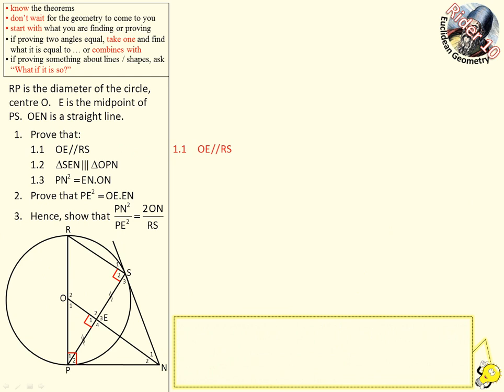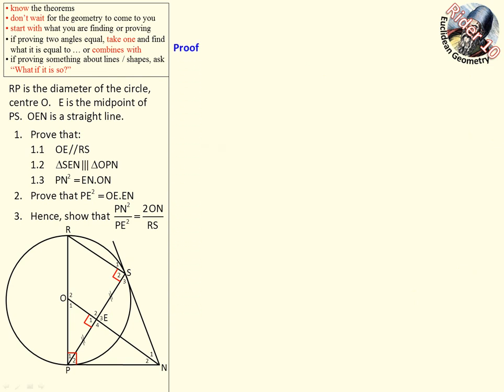So let's look at the first one. Prove OE parallel to RS. Now there we are straight away. If proving something about lines or shapes, ask what if it is so? So what if OE is parallel to RS? Well, S2 would equal E1, corresponding angles, parallel lines. And they are equal. They're both 90.